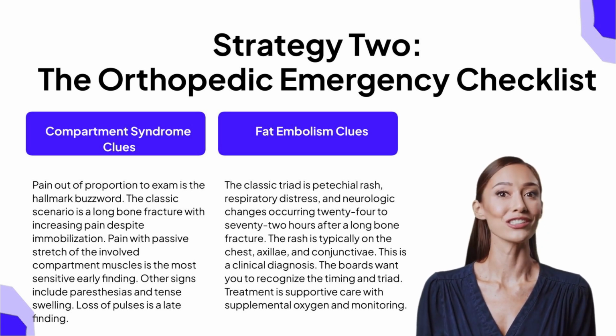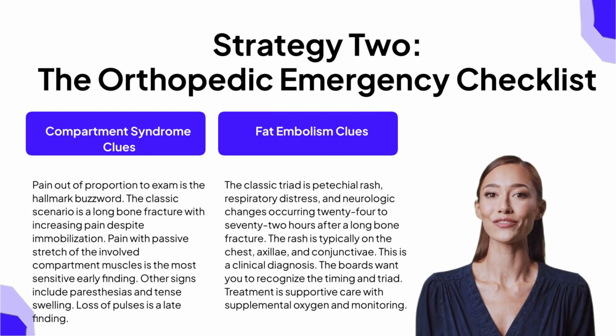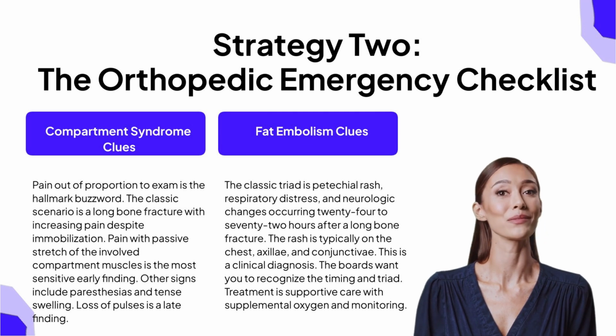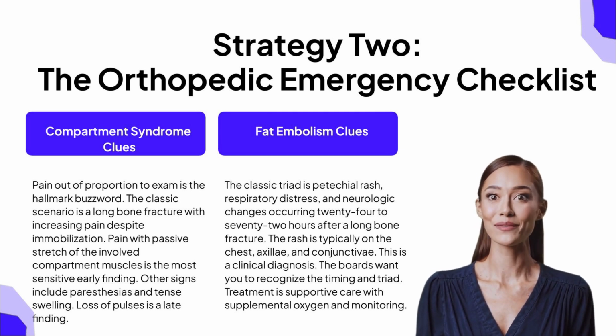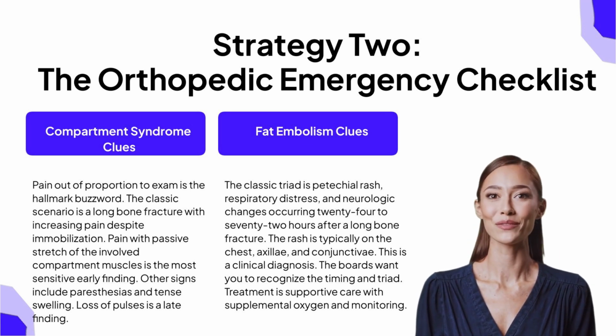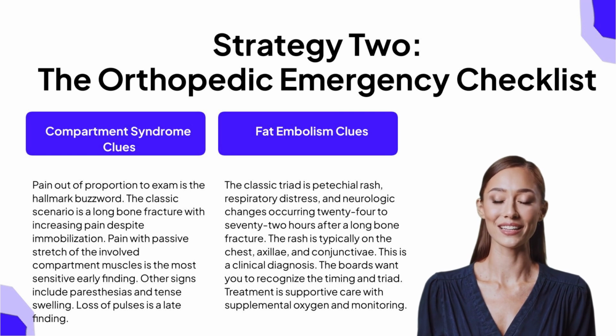Remember that loss of pulses is a very late finding, and waiting for that means you have already missed the diagnosis. For fat embolism, remember the classic triad: petechial rash, respiratory distress, and neurologic changes. This occurs 24 to 72 hours after a long bone fracture or orthopedic procedure. The petechial rash is typically on the chest, axillae, and conjunctivae. This is a clinical diagnosis, and the treatment is supportive. The boards want you to recognize the timing and the triad.